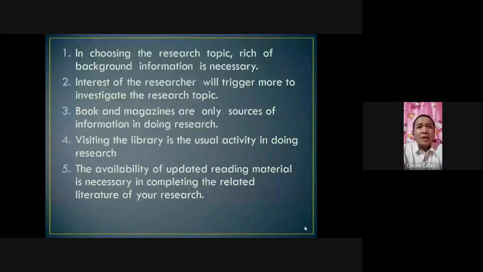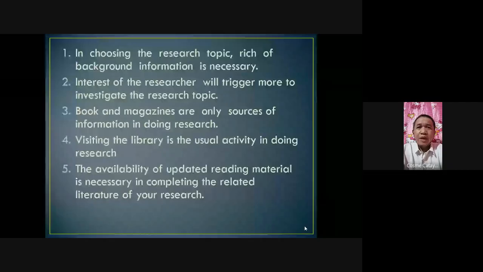Number three, books and magazines are the only sources of information in doing research. Number four, visiting the library is the usual activity in doing research. Number five, the availability of updated reading material is necessary in completing the related literature of your research.